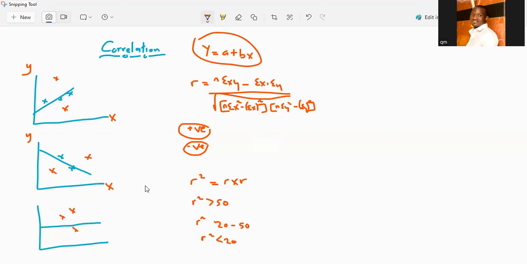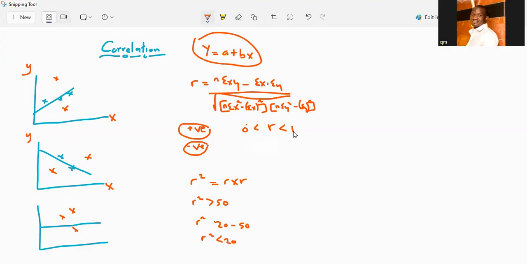The formulas I've given you there. So our coefficient should range between negative 1 and positive 1. If you have a positive 1, it's a perfect positive relationship. If you have 0, there's no correlation. If you have negative 1, it's a perfect negative correlation.